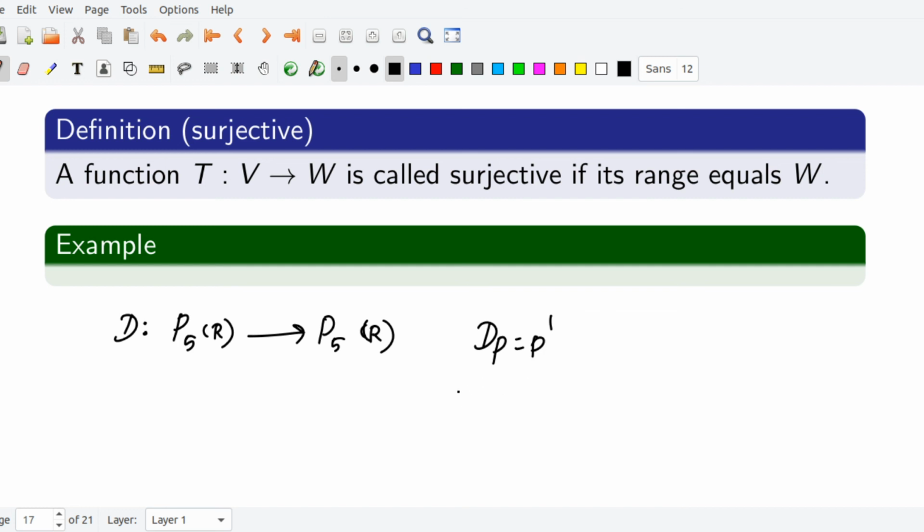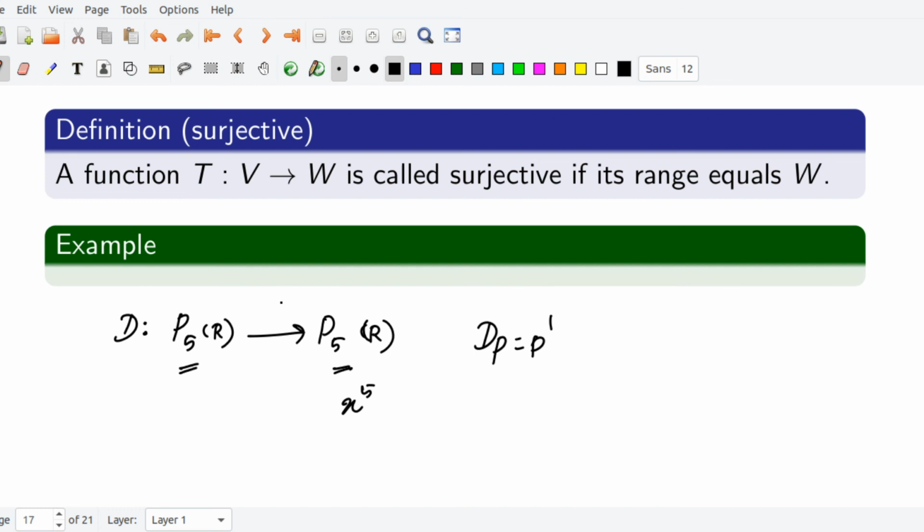Clearly, it is not surjective. Why? Consider a polynomial in the codomain, for example, x raised to 5. This x^5 is not in the range space because we cannot find a polynomial in P5(R) whose derivative becomes x^5, because the degree of a polynomial in P5(R) is at most 5. So when you take the derivative, its degree becomes 4. So we cannot find a pre-image of x^5.